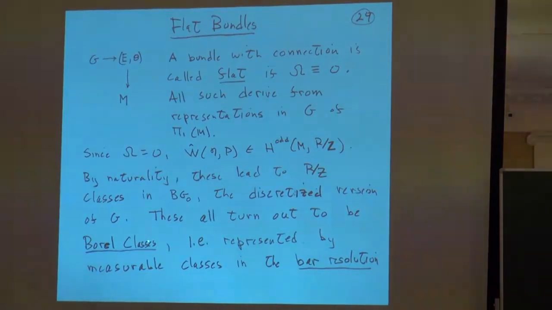Now, they turn out to be what's called Borel classes in the bar resolution. And some of this, one way or another, was due to Wigner, the younger, who looked at the Borel classes in these discrete groups. Quite important, interesting. They're measurable classes in the bar resolution. And for example, the chi hats generate all of the cohomology in that discretized group. So it's a very rich family of classes, it turns out.